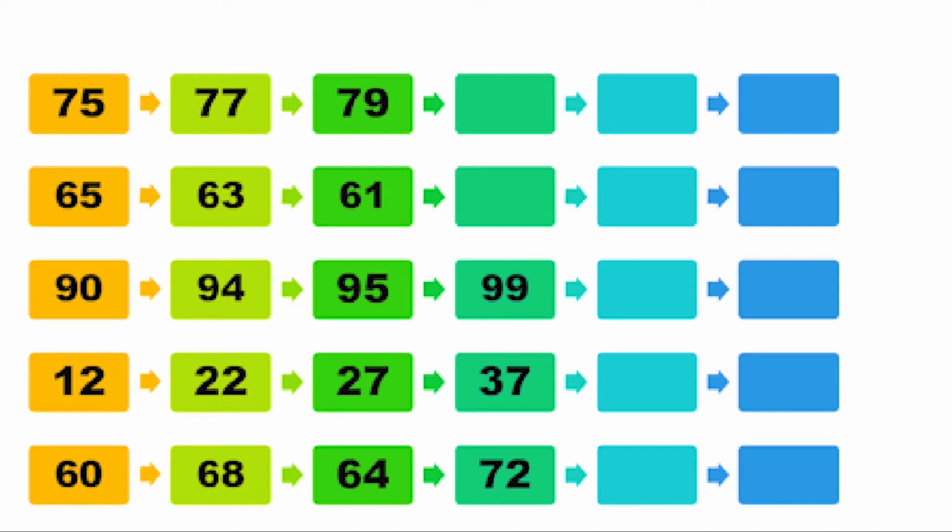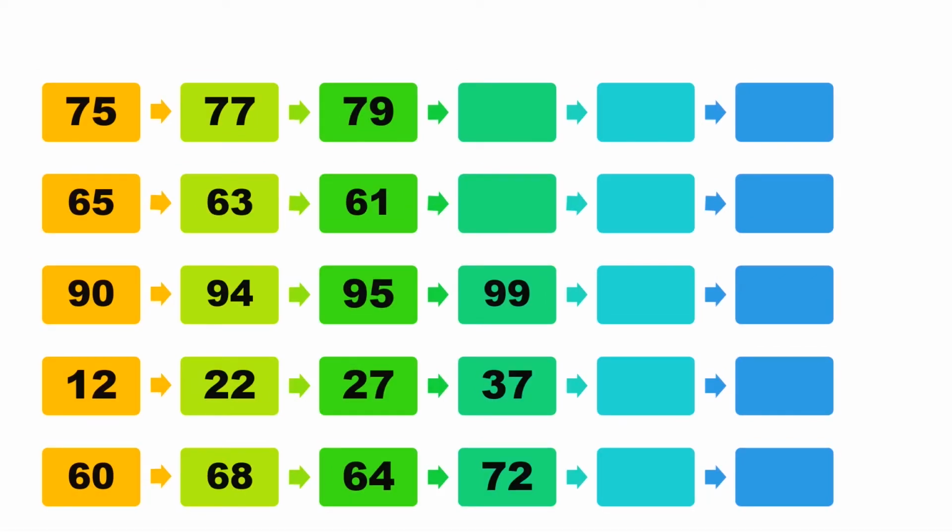We're jumping 2. 77, 79. What happened? We adding 2. After 77, we 78. Do we write 78? No, we write 79. So we jumping 2.